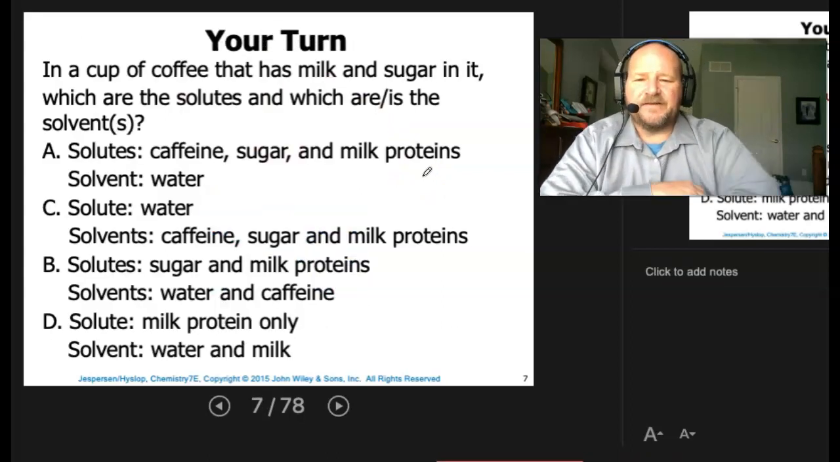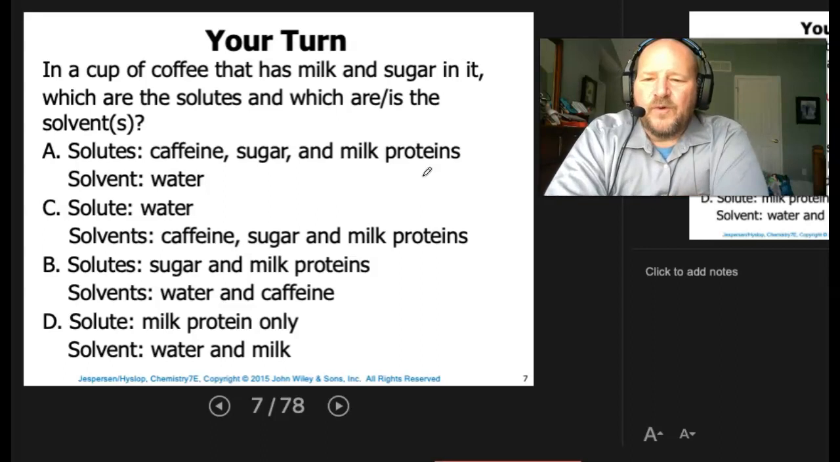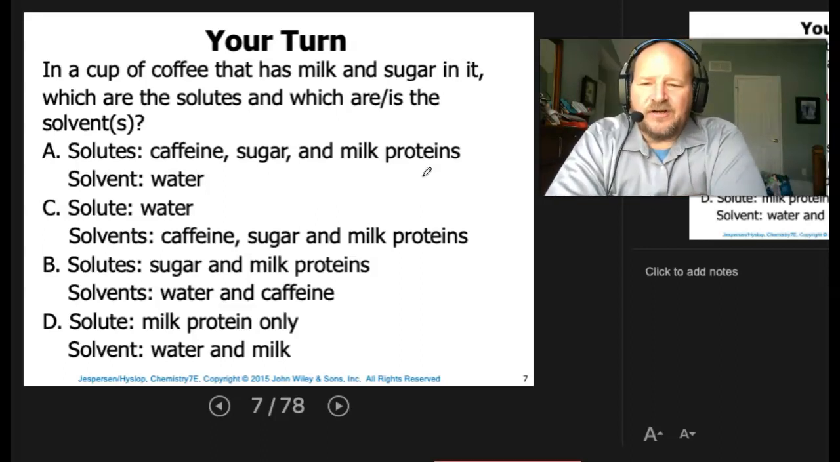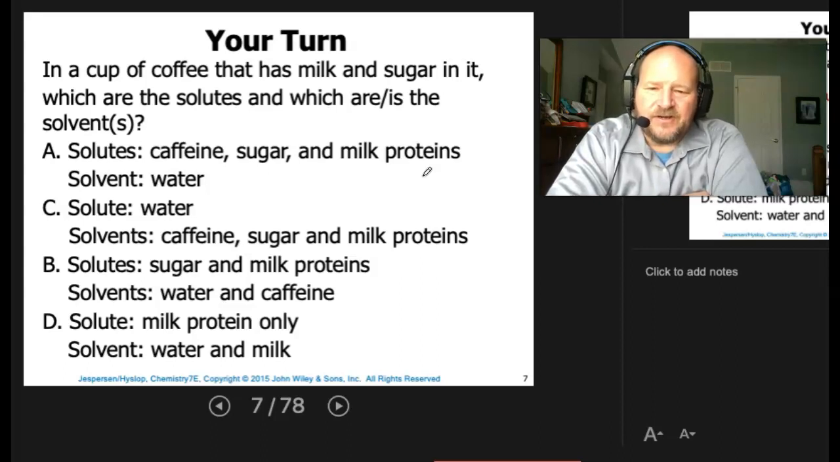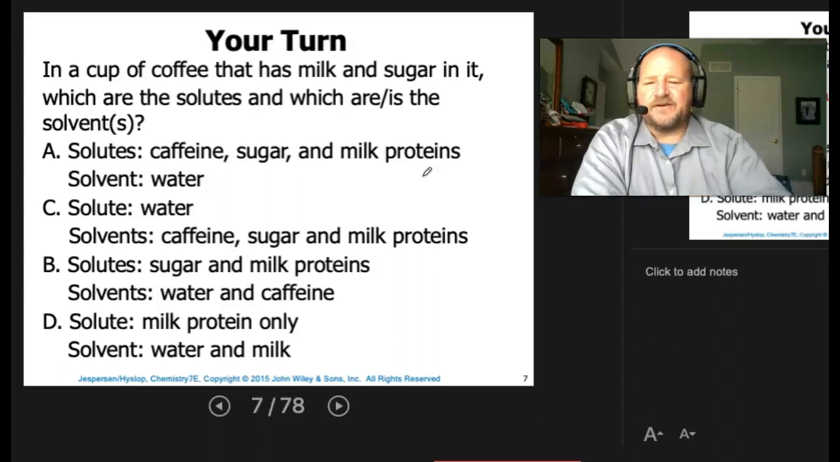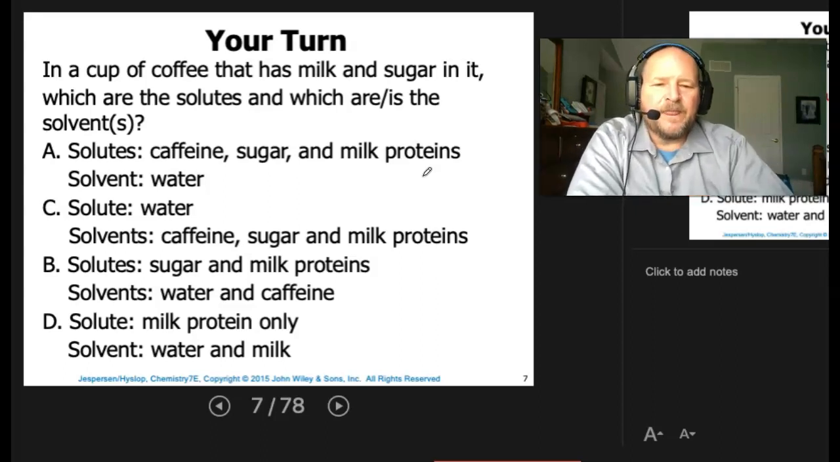All right, in a cup of coffee that has milk and sugar in it, which are the solutes and which are or is the solvent? So your solutes are caffeine, sugar, and milk proteins, where the solvent is water. The solute is water, and the solvents are caffeine, sugar, and milk proteins. Or solutes could be sugar and milk proteins, and the solvents are water and caffeine. And then, of course, the solute milk protein only, solvent water and milk. And hopefully you selected A.